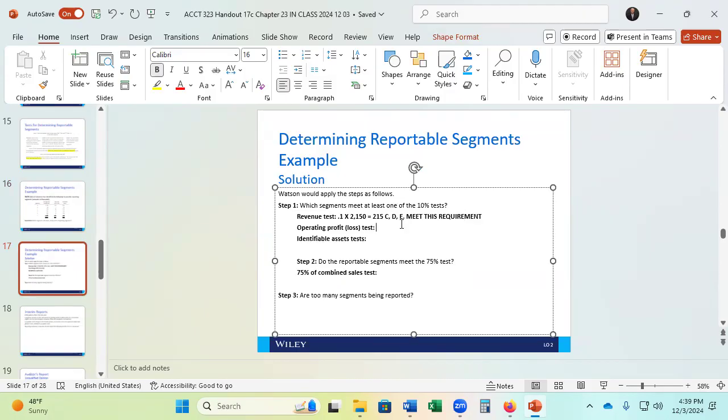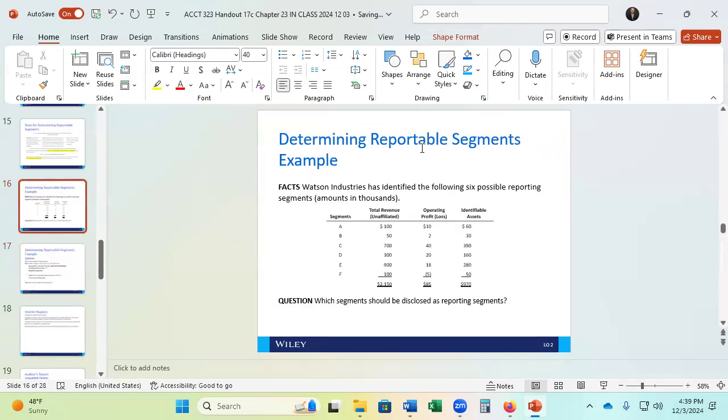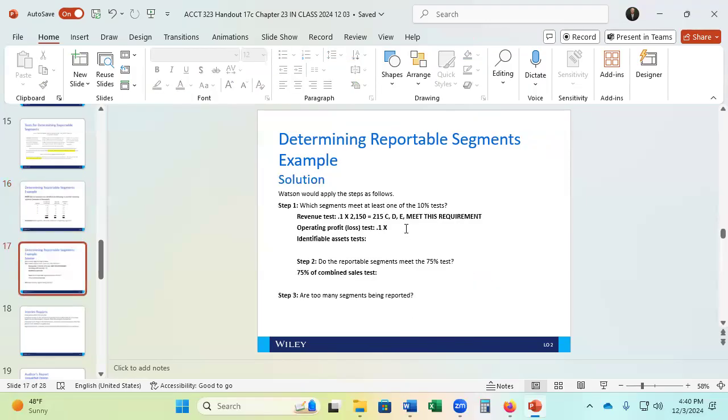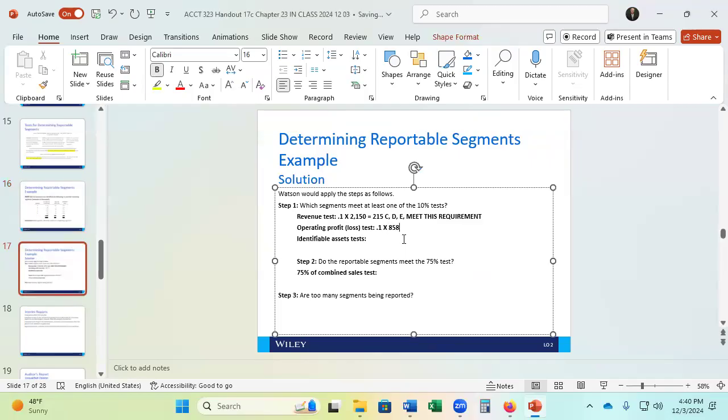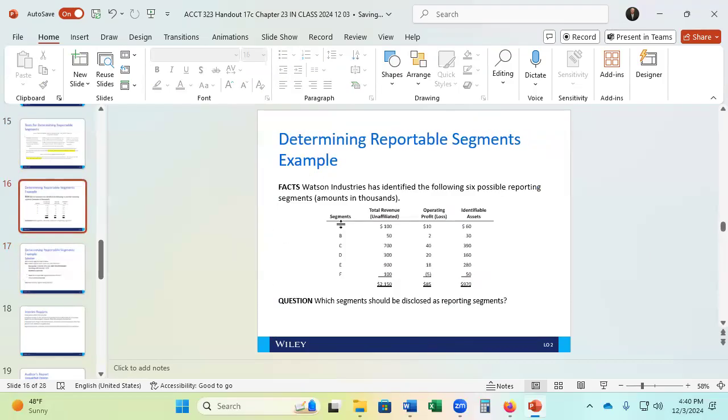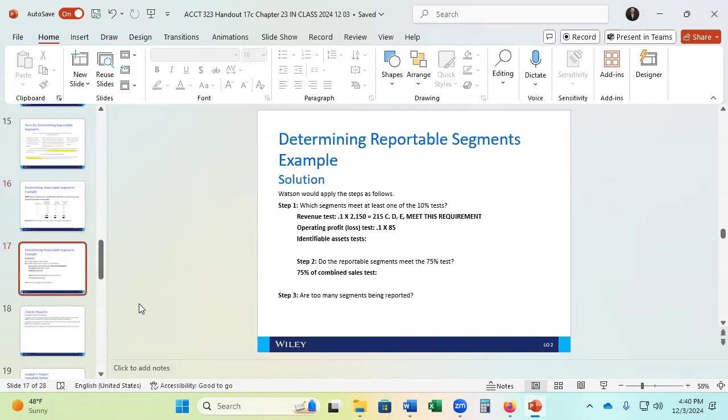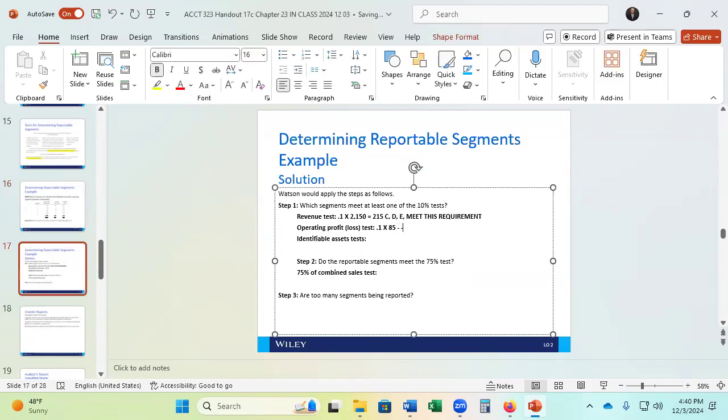Operating profit or loss. So here, 0.1 times, and we have our operating profit or loss here of 85,000, or 85 in millions, sorry. Oh no, in thousands, okay. When you do 85 minus 85, it says that did not consider a loss. Right, yes, you're correct. So it's 85 minus a negative 5.